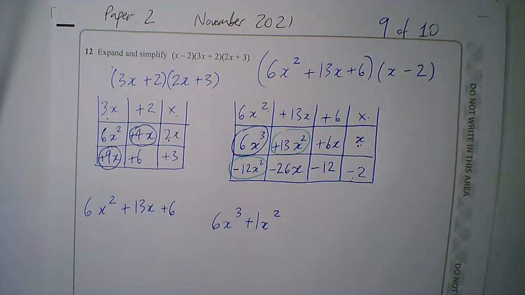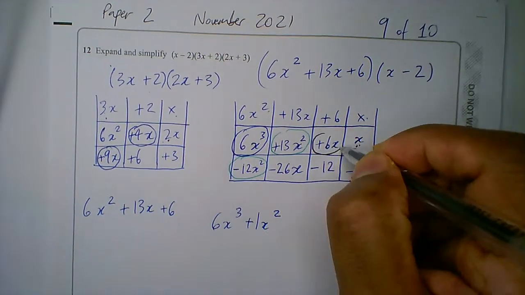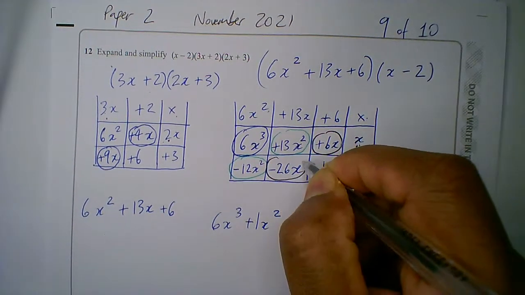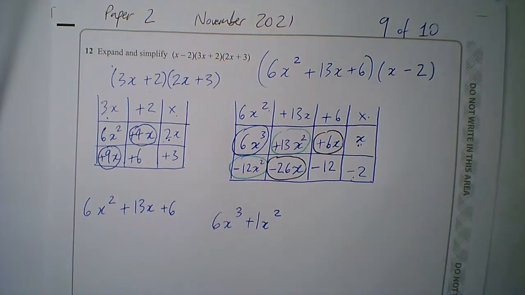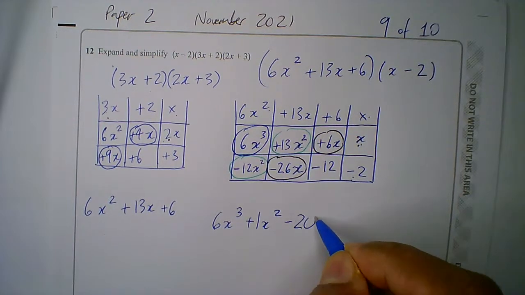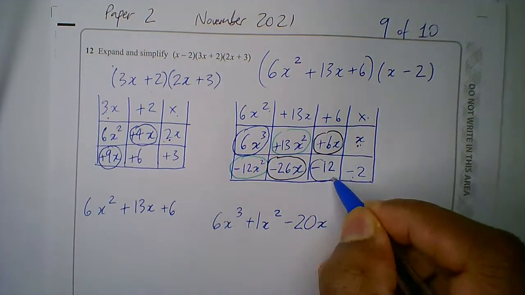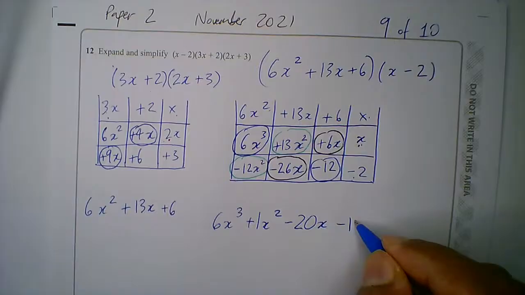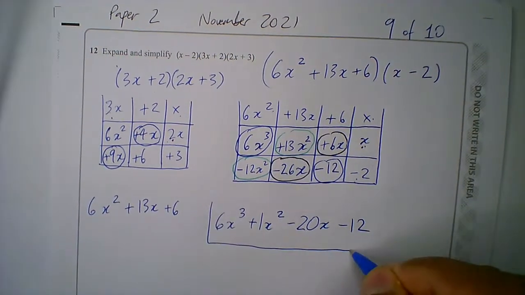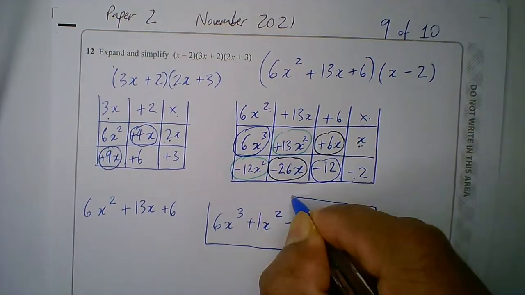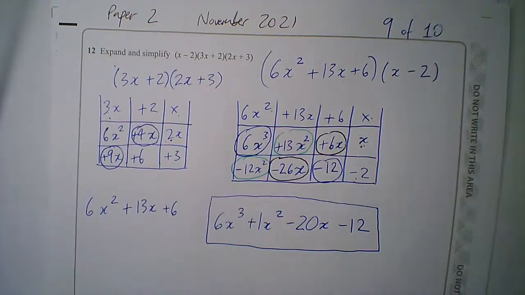And then I've got my x term, 6x take away 26, so that's going to give me minus 20x, and then my last term here, minus 12. So that is my final answer. I hope you got the same answer there as well. Well done if you have.